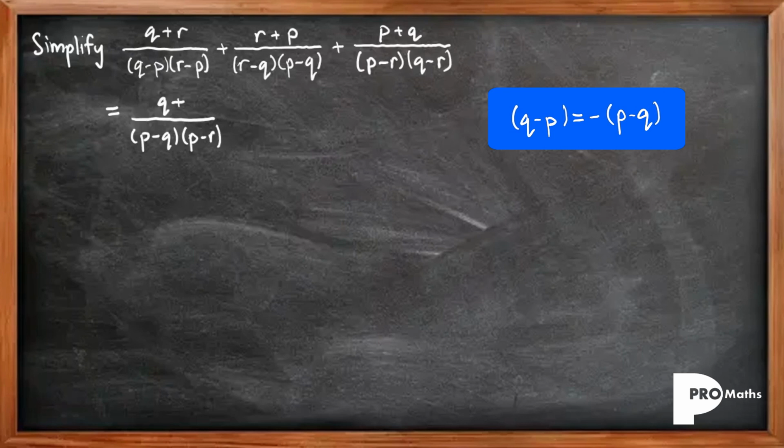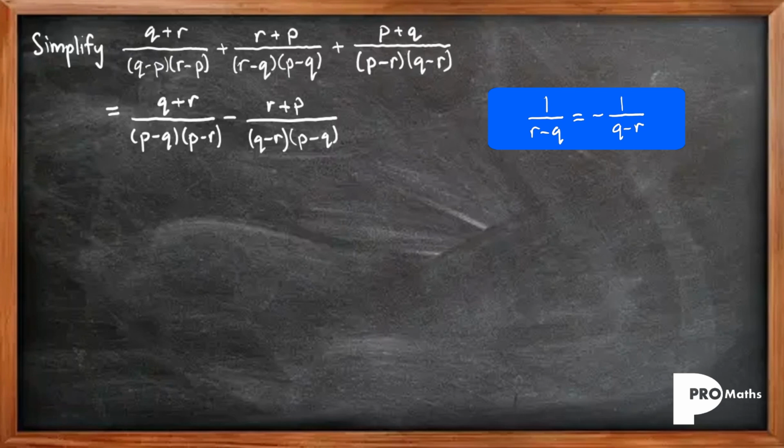So our first fraction is rewritten as q plus r over p minus q times p minus r. In our second fraction, the p minus q is already in the order I want. Oh, I need to factorize a -1 out of the first bracket, so that will make the entire fraction negative. So our second fraction is r plus p on q minus r times p minus q.